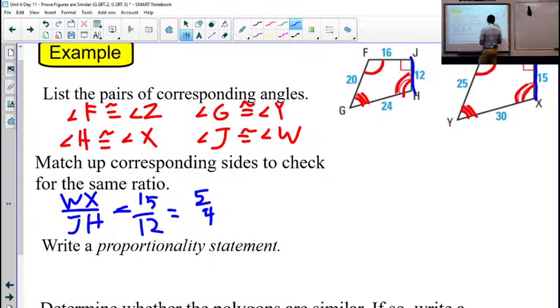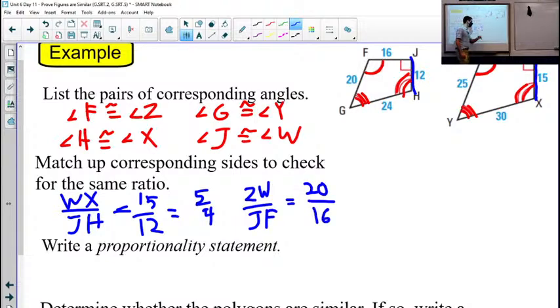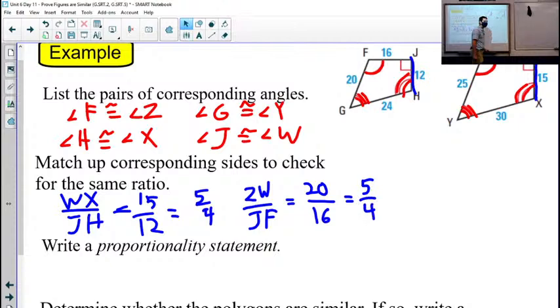So let's check the rest of the sides. We've done 15. The shortest side in the diagram after that is 20. So that's Z to W. And we're going to compare it to, we've used 12, the shortest side after that is 16. So that's J to F. These ones are both divisible by 4. 20 divided by 4 is 5. 16 divided by 4 is 4. So far, so good. We got the 5 over 4 that we were looking for.